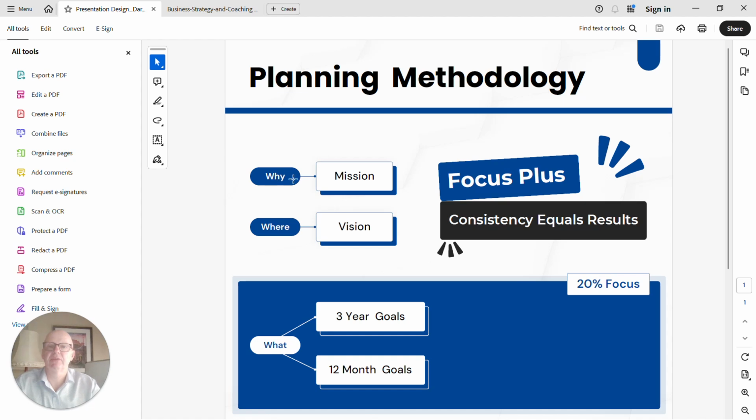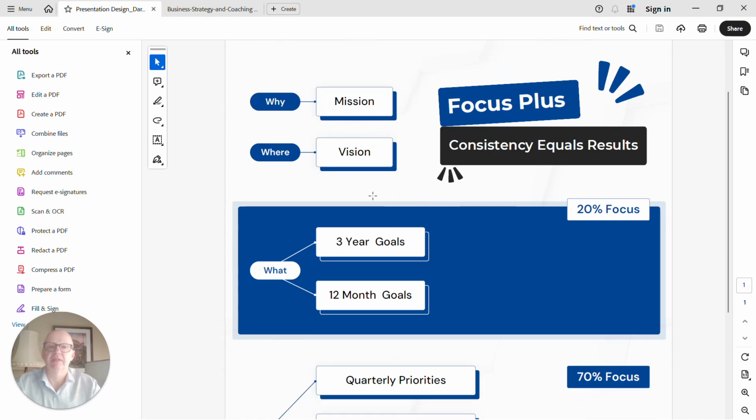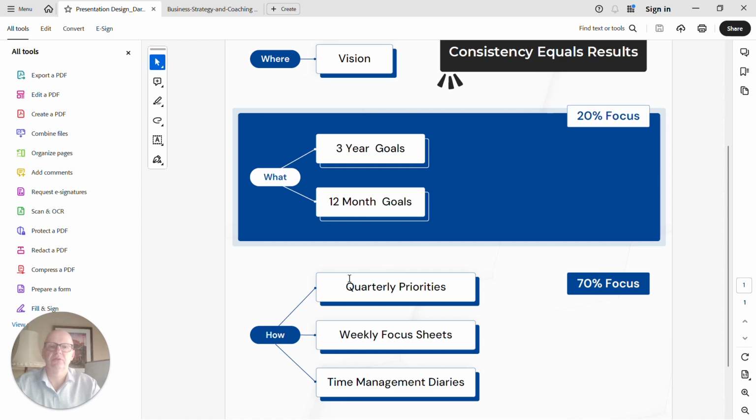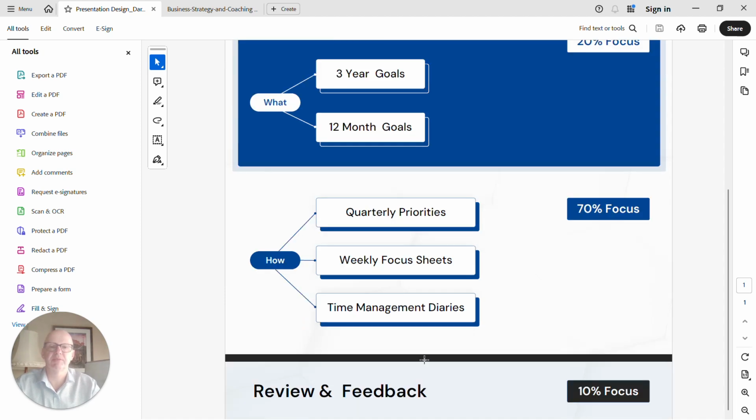So really up here we've got the why. Why are you in business? What are your beliefs? That type of thing. How you're going to achieve these things. So that's really important up here. But that's not really where we start in our business model. Then you go down to 3-year goals, 12-month goals, quarterly priorities, weekly focus sheets, and ultimately put them in the calendar. And in terms of time management.